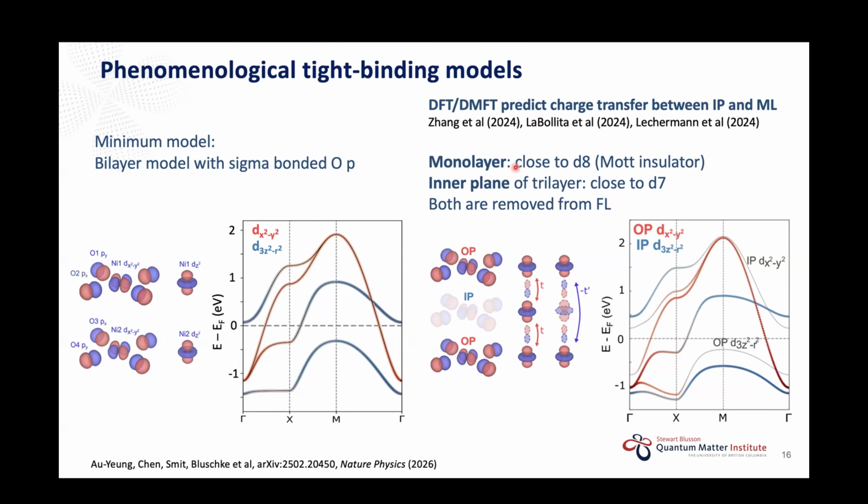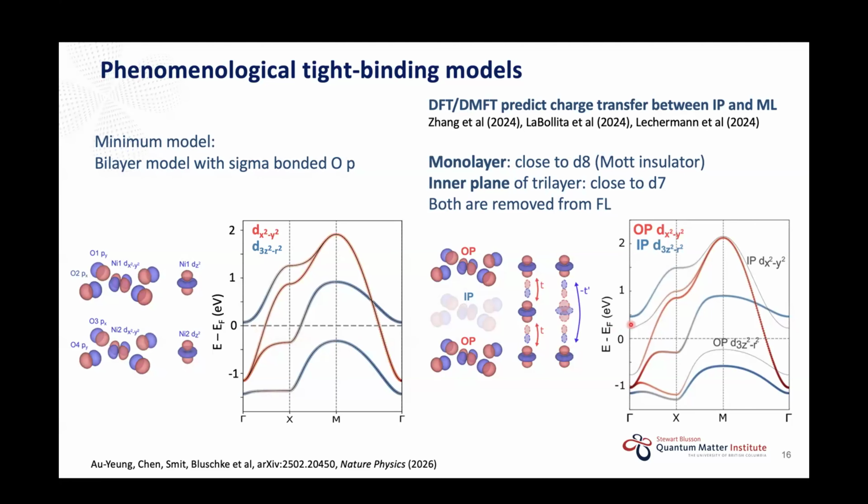And I've shown at the very beginning that through the entire doping, both D8 and D7 tend to be insulating. And then we are thinking that, okay, the monolayer is closer to D8 and maybe it's just gapped out. And the inner plane, because it's closer to D7, we can also remove them from the Fermi level. And it ended up, we only have two bands crossing the Fermi level, and it will give the same effect as the bilayer model.